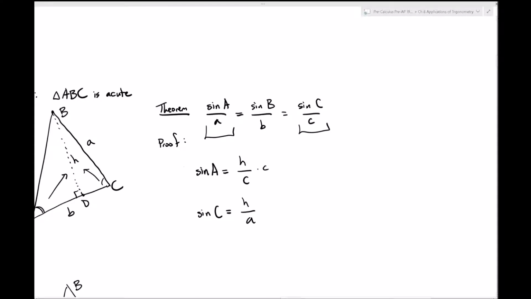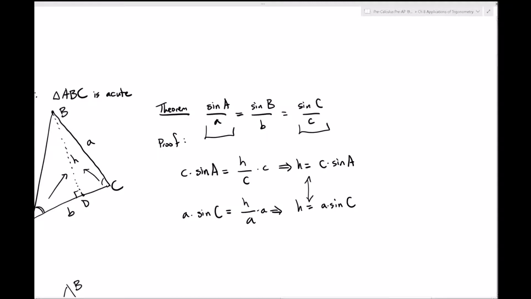You multiply by C on both sides and you get H equals C times sine of A. Same idea here. You're going to multiply by A on both sides. So multiplying A on both sides will tell you that H is equal to A sine of C, big C. So then what next? I don't see a letter H at all in the theorem that we're trying to prove, so I'd like to eliminate that letter. And the way to eliminate it, you set these two equal to each other.